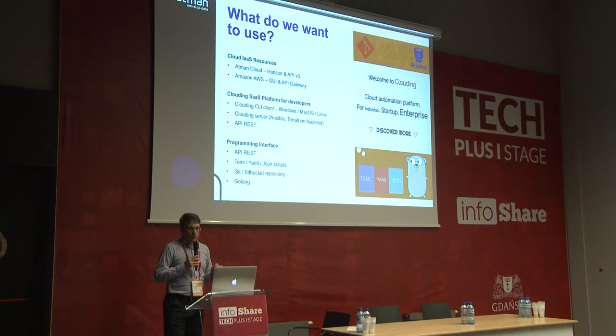with two different resources. We'll try to use OpenStack API version 3 as a connection, as an API between the cloud interface and the clouding platform. We will try to use Amazon API Gateway as well as a second API connection. We will use a clouding command line utility launched on Windows, macOS, or Linux. Actually, today we will do it from a macOS system. And in the middle, as I said, we'll have a clouding system, a clouding server with Ansible and Terraform inside.